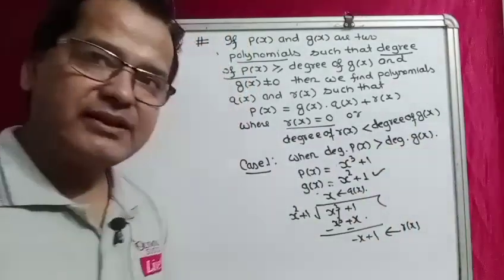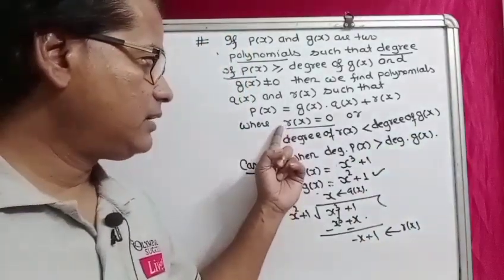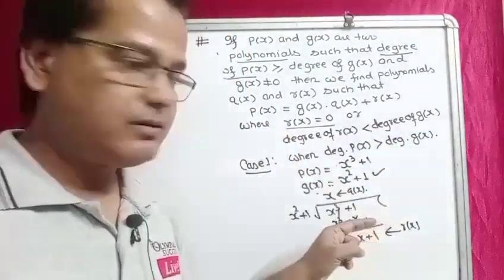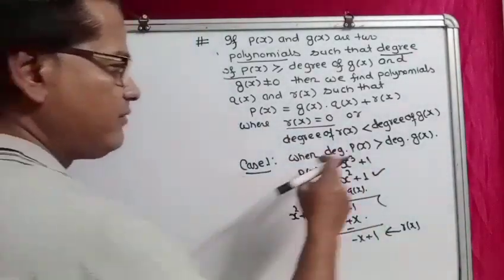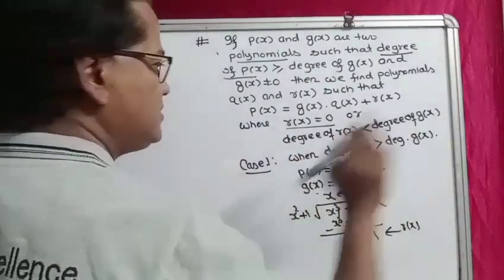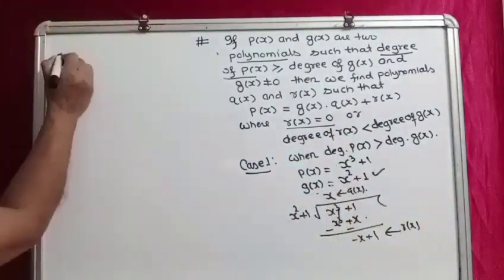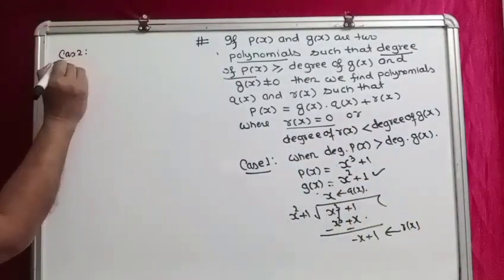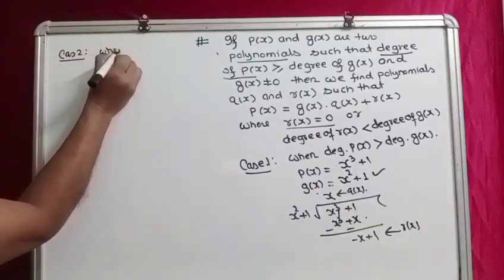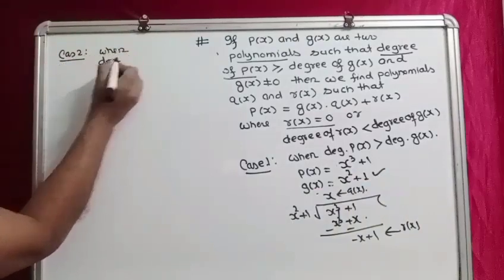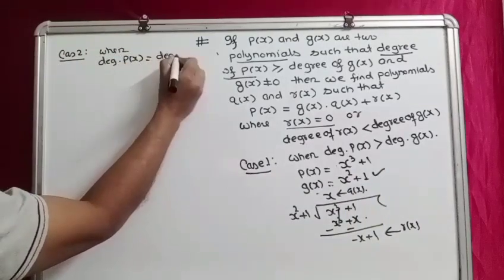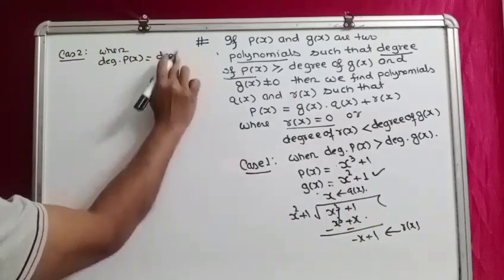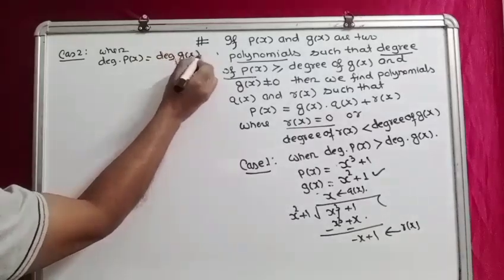So when we take the factor, we will get this one, and if we are not taking the factor, then we will get this result. Okay, this is the example when degree of p(x) is greater than degree of g(x). Another case, case 2, when degree p(x) is equal to degree g(x), right? What will happen?